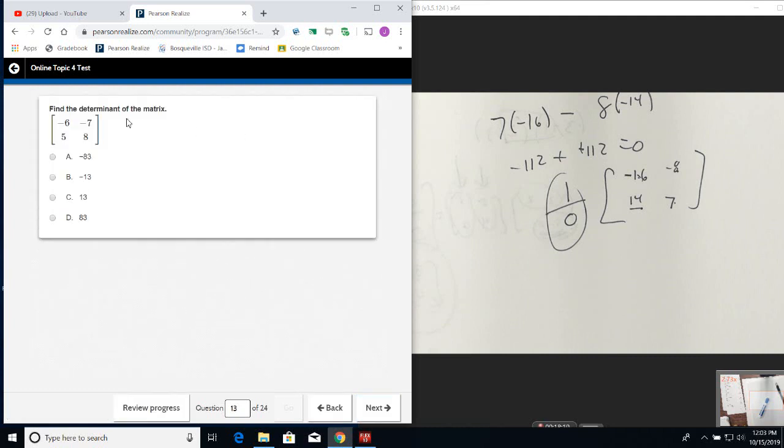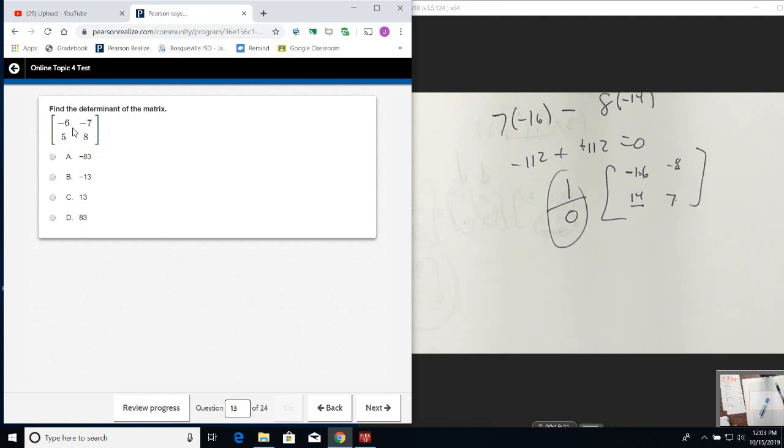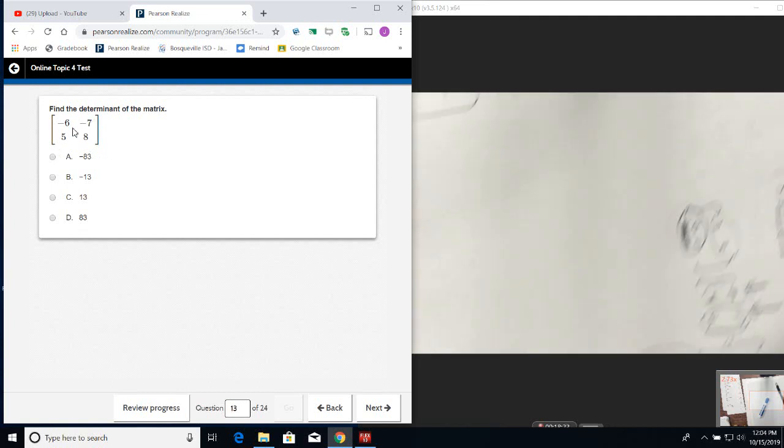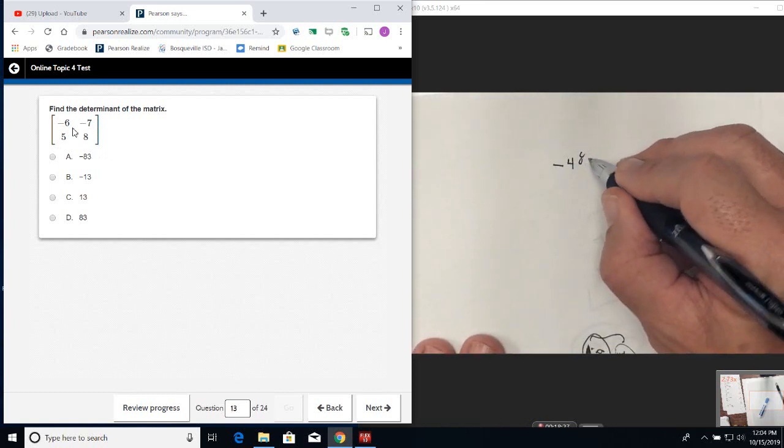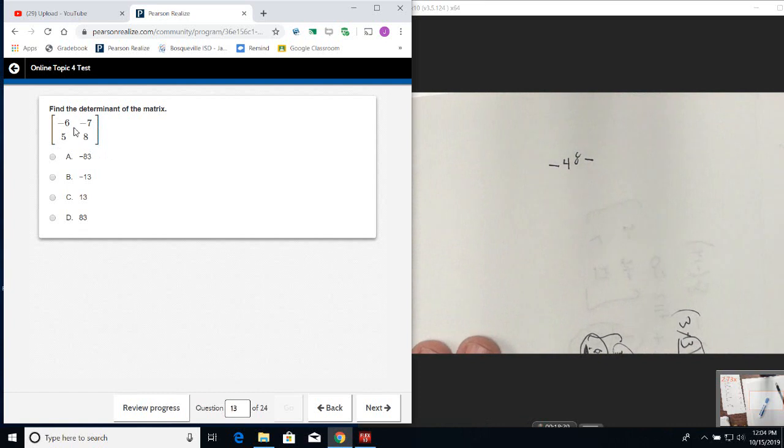All right, let's go to 13. Find the determinant of this matrix. Once again, to find the determinant, I just take the product of the main diagonal minus the subdiagonal. So we could do that mentally, right? Or actually, we could do it with pencil and paper. That would be 6 times 8, which is -48, minus the subdiagonal is -35.